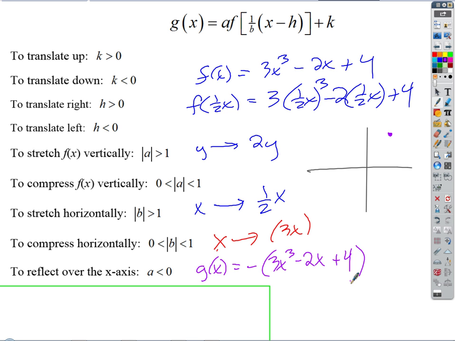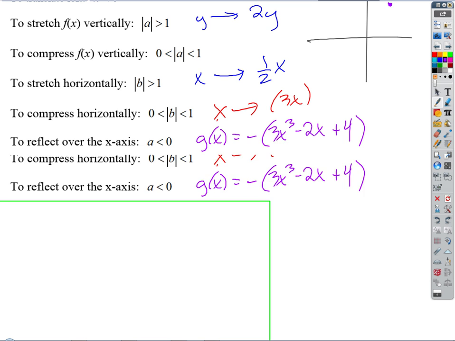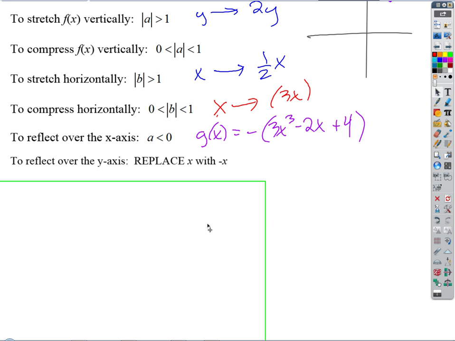Okay, makes sense? What if I want to then reflect over the y-axis? Think, if I reflect over the y-axis, which coordinate am I changing? The x, right? So what am I going to do then, I suppose? I'm going to multiply all the x's by -1. So in other words, we're just replacing the x's with negative x's. That's the way to think about it, right?